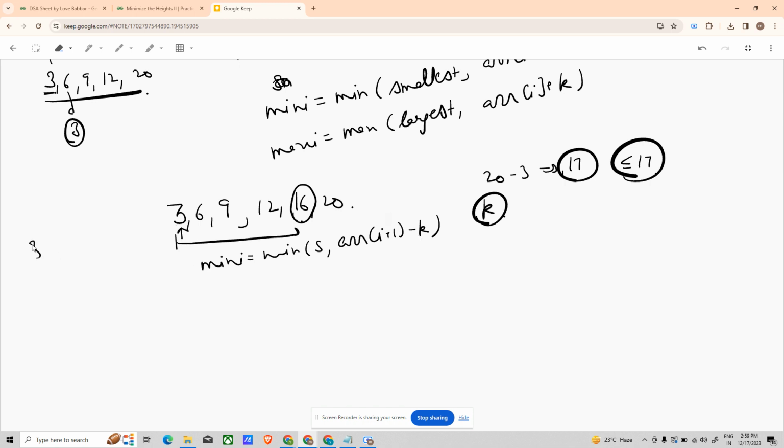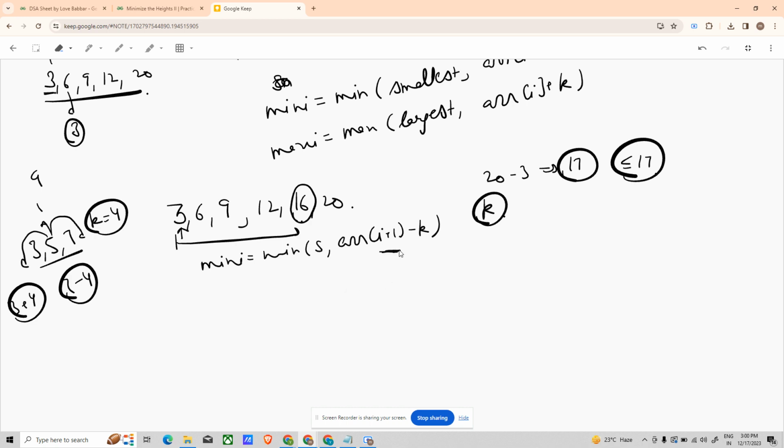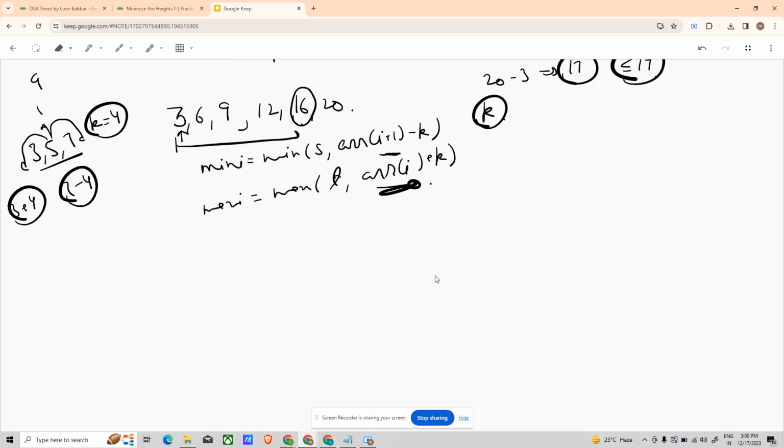The problem we saw in this example, 3, 5, 7 with k equals 4, was that we were doing 3 plus 4 and 7 minus 4, and 5 did have two options, 1 and 9. So it was surpassing 3 here and it was coming 9 here. So we have to see where 5 lies. What is the position of 5 with respect to the smallest and the largest? That is why I'm choosing ARR of I plus 1 minus k. Alright, and for maxi, check if it is larger than the largest we have described, or ARR I plus k. Okay, after that, you have done that.